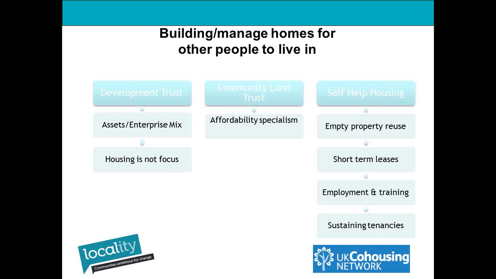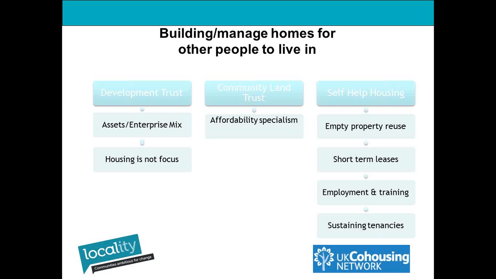So I've tried to categorize them first into groups of organizations that build and manage homes for other people to live in. I'm going to draw out some of the differences and the benefits here. So development trusts, settlement trusts and so forth. What you get here is really good experience and knowledge of mixed-use assets and enterprise. Often development trusts aren't housing specific. They manage and run a whole host of services, functions, community development and events and so forth. And housing is a part of that.